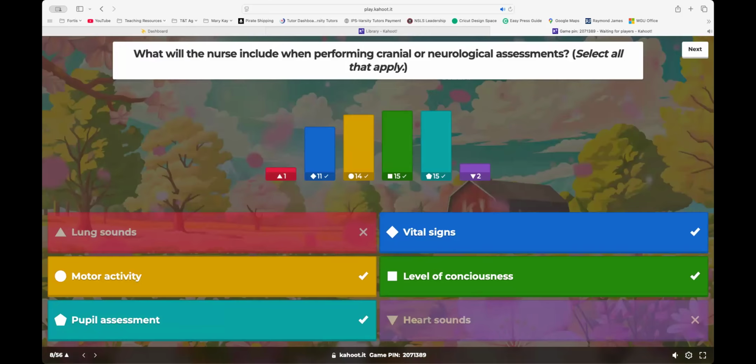When we're doing that cranial or neurologic assessment, we're looking at those signs that tell us we have something wrong in our brain. Our lung sounds and our heart sounds have nothing to do with our brain. So we're looking at motor activity, pupil assessment, level of consciousness, and those vital signs.